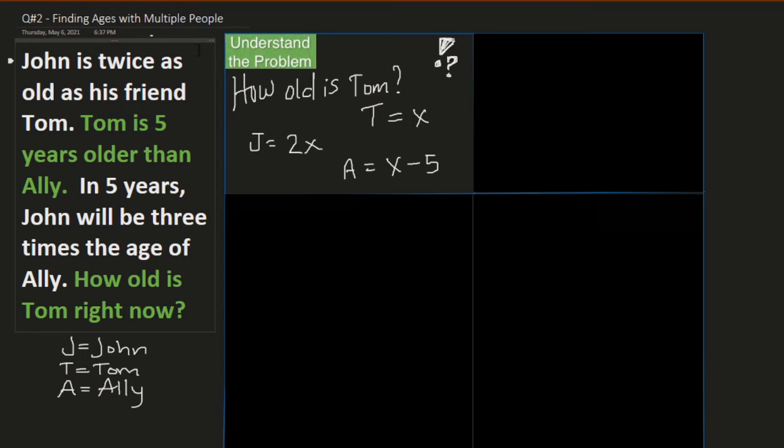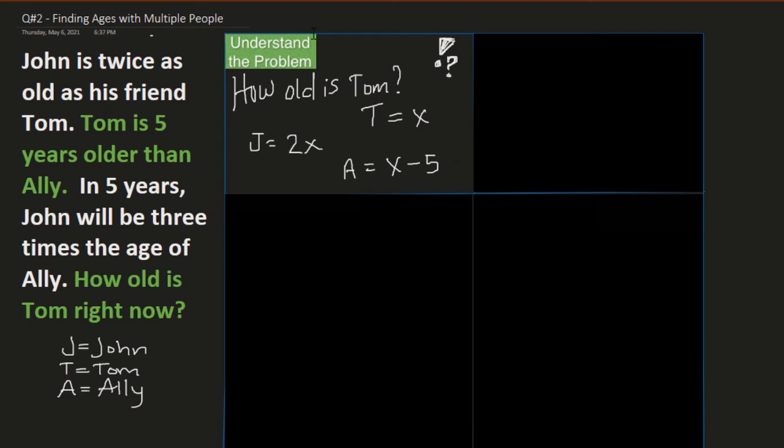We know that John is twice as old as his friend Tom. So that means that J equals 2 times X, or 2X. So John is 2 times Tom's age. Tom is 5 years older than Allie. So here we have Allie equals Tom's age minus 5 years. We didn't write T equals X plus 5 because that leaves Allie out completely. That is an equation that doesn't actually relate to Allie. In order for it to relate directly to Allie, we need to take Allie and relate her to Tom. We know that Tom's age is X. Allie is 5 years younger than Tom, so Allie's age is going to be X minus 5.